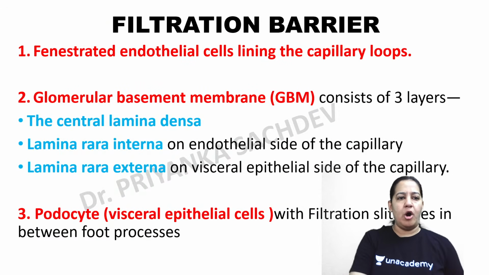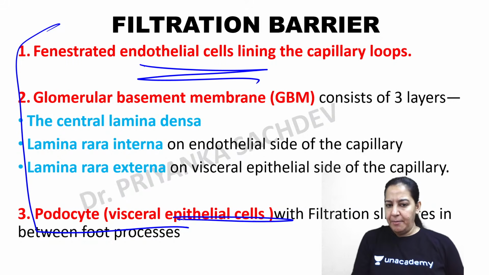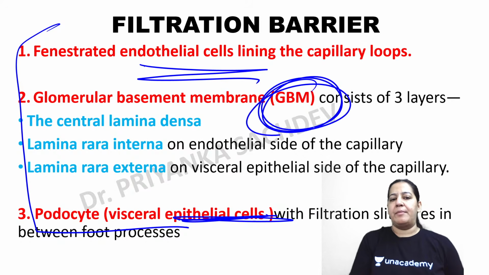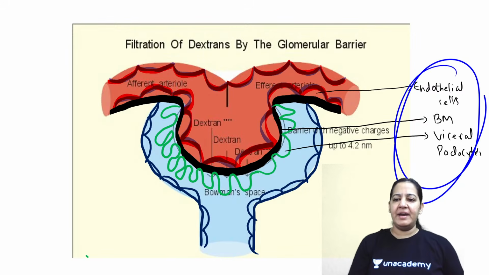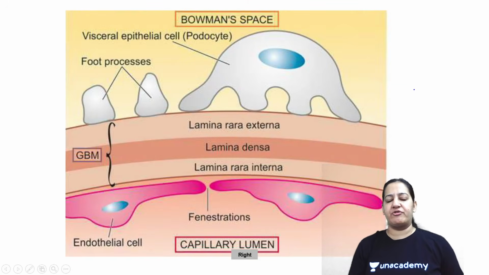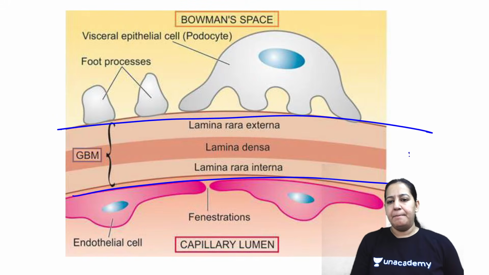So now you know the filtration barrier includes 3 things: endothelium on one side, epithelium on the other side, and in the center the basement membrane. This is known as the filtration barrier. So I guess this is the filtration barrier, and you all got it. What is the filtration barrier? The same diagram. You can see in the center, this is the basement membrane.